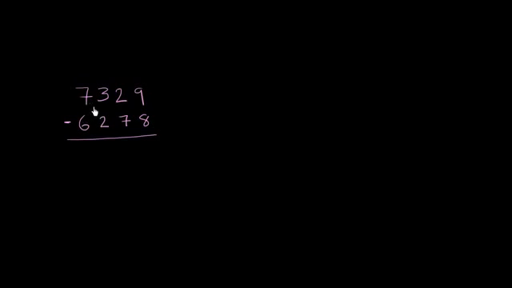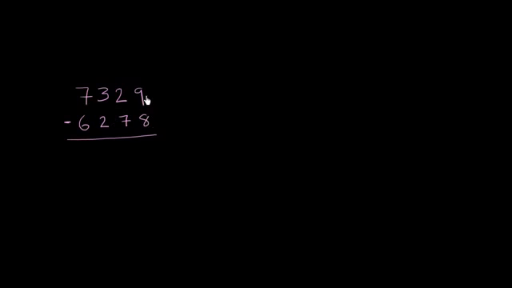We have 7,329 minus 6,278. So let's go place by place and see if we can subtract. 6,278 is clearly less than 7,329, so we should be able to do this.